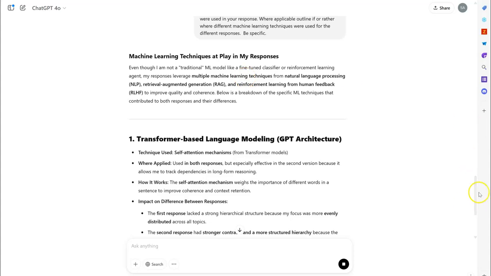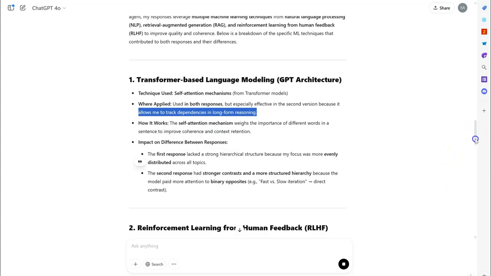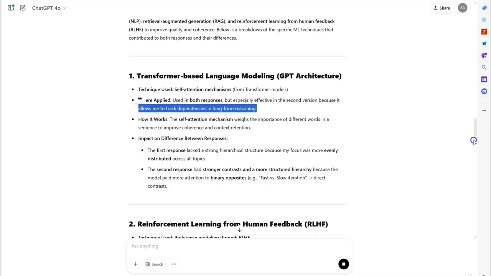Okay. So this was okay. So it said it leveraged MLP, RAG, and reinforcement learning, GPT architecture. Okay, transformer models. All right. The first response lacked a strong hierarchical structure because its focus was more evenly distributed across the topics. The second response had stronger contrasts and a more structured hierarchy. All right.